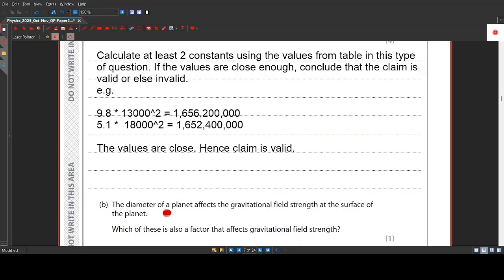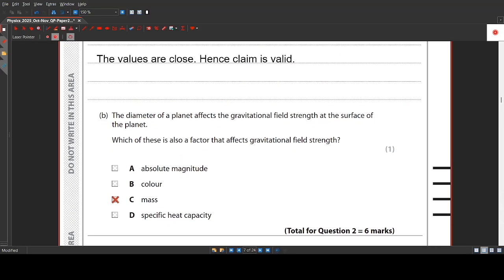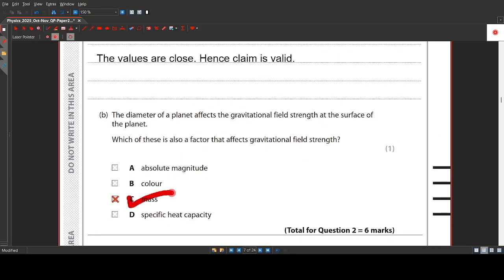The diameter of a planet affects the gravitational field strength at the surface of the planet. Which of these is also a factor that affects gravitational field strength? Mass, right. Mass is mainly another factor which basically affects the gravitational field strength. Absolute magnitude does not affect the gravitational field strength. Color has got no connection with gravitational field strength. Specific heat capacity also has got no connection with gravitational field strength, but mass has got some relationships with gravitational field strength. Mass is mainly directly connected to gravitational field strength. The heavier the mass, the greater the mass, the stronger the gravitational field strength.